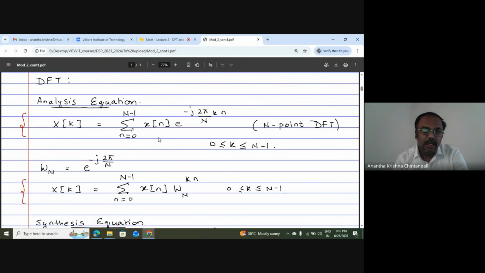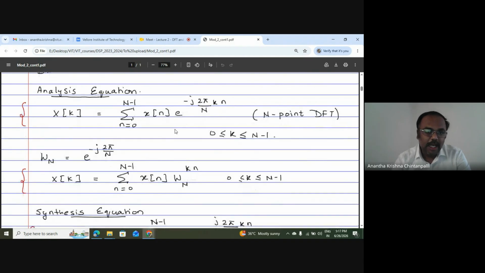If you recall the DTFT, this is how I remember this formula: instead of capital X of e to the power of j omega, I put capital X of k. The summation is there, but instead of n going from minus infinity to infinity, since it's a finite length, I put n equal to 0 to capital N minus 1. X of n is obviously the same in both. In DTFT, it is e to the power of minus j omega n. Here, you replace omega by 2 pi k by capital N. If you do that, then you get this N-point discrete Fourier transform.